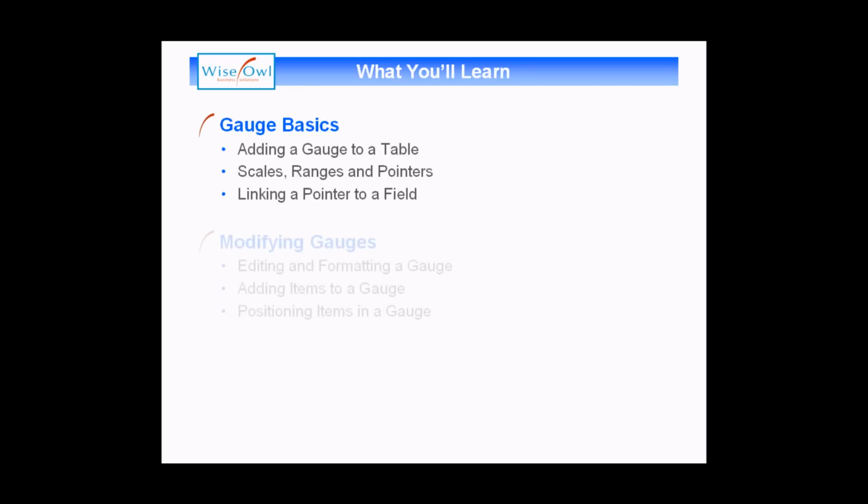When we've covered that, we'll move on and show you all the various ways that you can modify gauges. So we'll show you how to edit and format a gauge, including how to add conditional formatting. We'll talk to you about how to add extra items to a gauge, and then how to modify those. And finally, how to position items in a gauge, which is one of the most tricky things you'll do in Reporting Services. So let's get started.